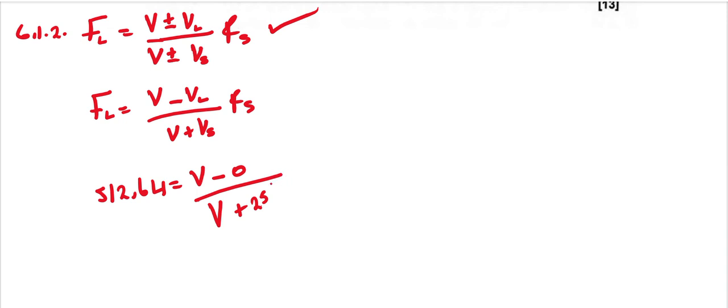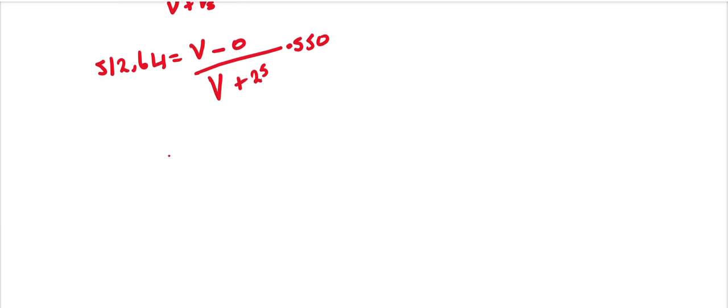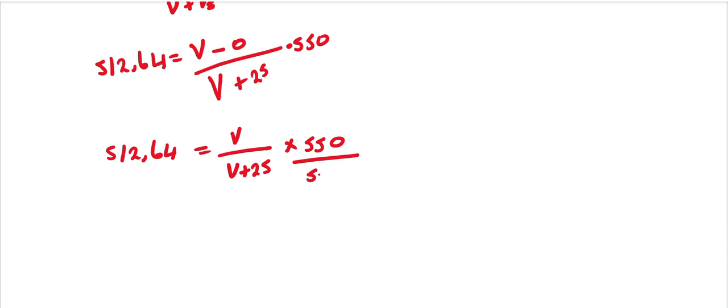And then what is our Fs? Our Fs is 550. Here it is multiplied by 550. Yeah, 550. Now we are applying mathematics. Do you get me? We have 512.64 is equal to V all over V plus 25, multiplied by 550. Here we divide by 550. We also divide by 550. Do you get me?